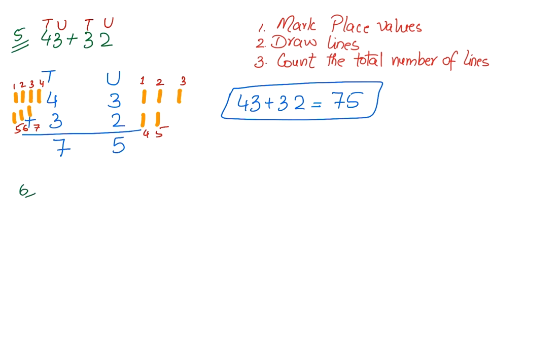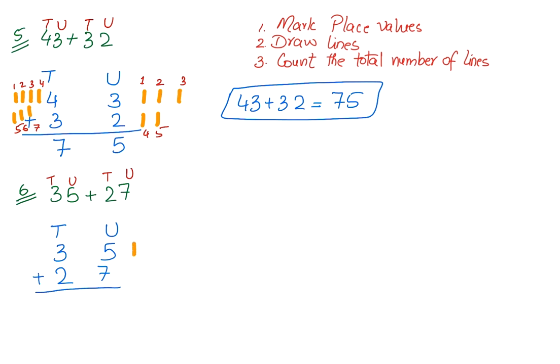Now let's look at the sixth example. You have to add 35 and 27. Again, the first step is to mark place values. As you can see, these are 2-digit numbers, so the place values are units, tens, units, and then tens. Then write it in vertical form. This is tens, this is unit, this is 35 and 27.